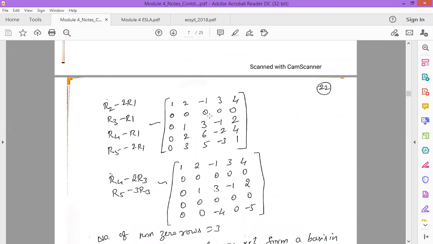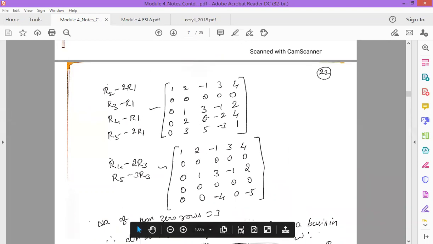Here I have only written the answer directly, but you need to show each and every step in the solution. So don't directly write the answer in the test or in the exam; you will not get the marks. When you mention an operation like R2 minus 2R1 and R3 minus R1, you are supposed to show the result. For each and every operation, you need to show the matrix values.